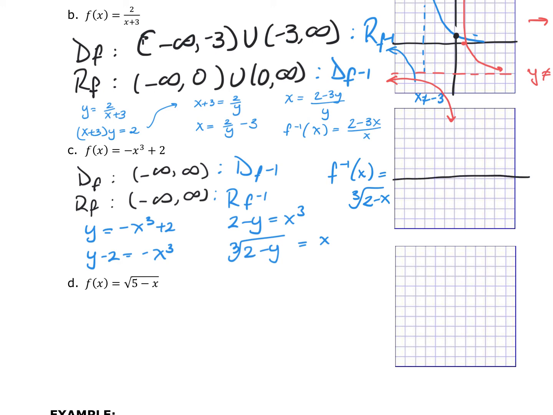The parent function is the cubed. Even if you don't know transformations, you can do it by point. If you put in 0, 2 comes out. So here is the original point, (0, 2).